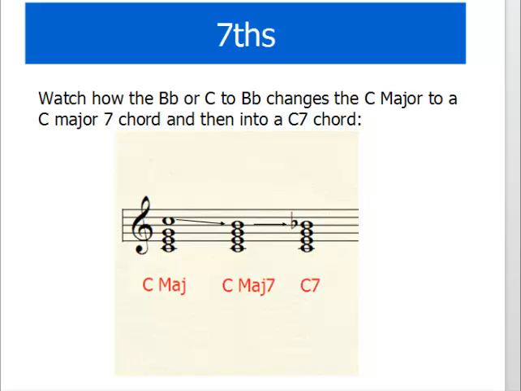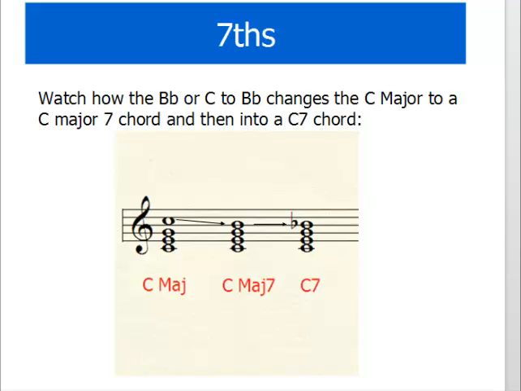So here's our C major. We're dropping the C to a B. So there's a major 7th chord in there, a major 7th interval in the major 7th chord. And now the minor 7th in the C7 chord.